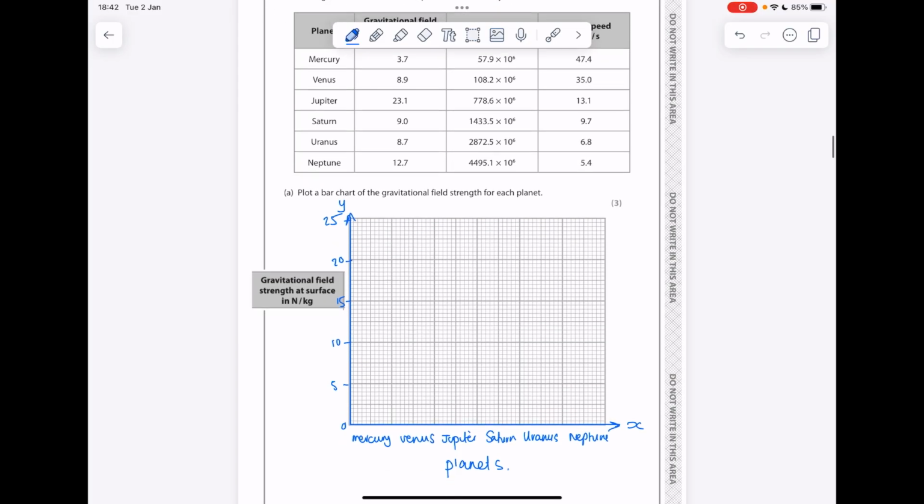So Mercury is 3.7. Venus is 8.9. Jupiter is 23.1. Saturn is 9. Uranus is 8.7. It's hard to draw it really accurately on my iPad. And Neptune is 12.7.